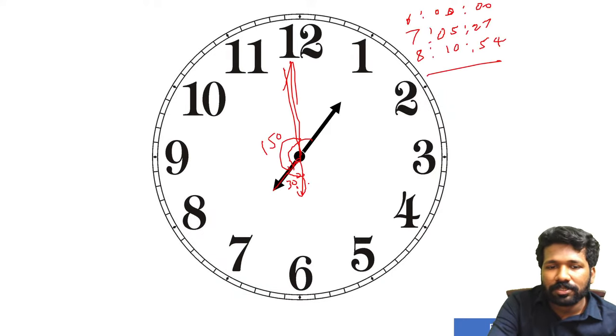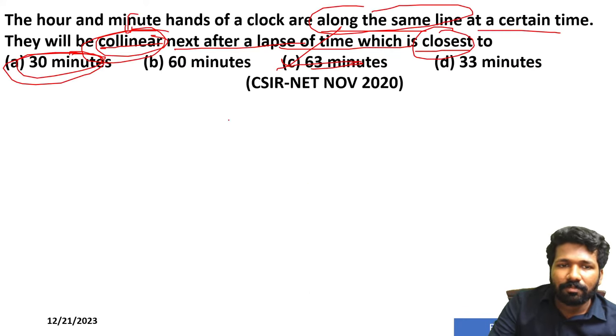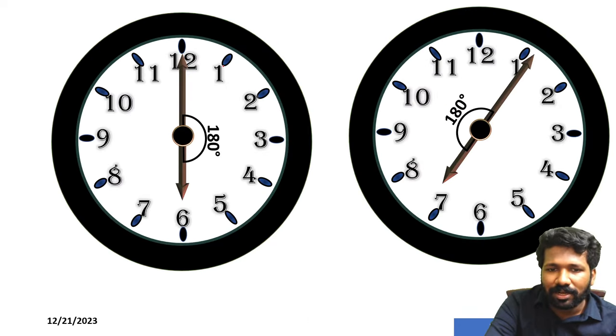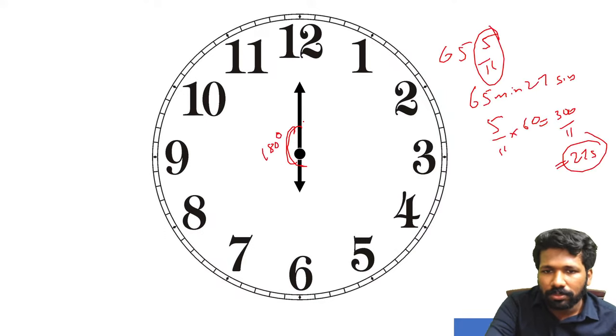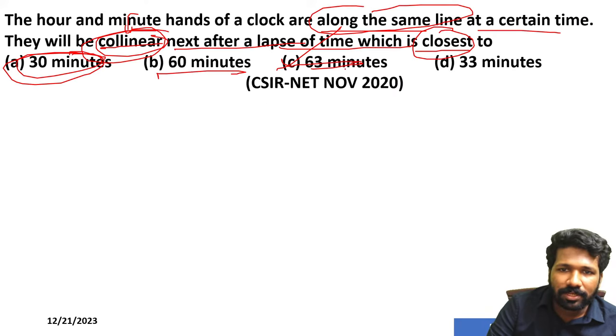Now, the next option is 60 minutes, option B. 60 minutes is better than 30 minutes because at 60 minutes, this angle is like 150 degrees. Why 150? Because in the full circle, this is 180. This is 30 degrees less, so 150. But better than that is 63 minutes, because this is a little more than 150 for sure. 5 by 11 minutes is perfect, but closer to that is this. So clearly 63 is closer to the collinear condition or 180 degrees.